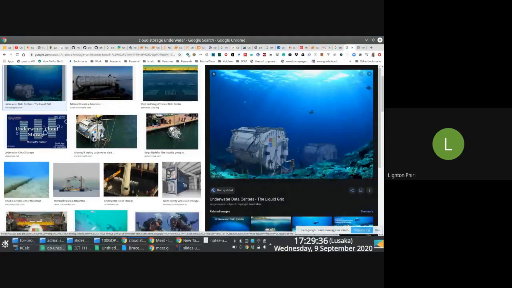For you to cool them, you pretty much would need electricity or something. But if you put them underwater, it becomes a lot cheaper for you to do that.